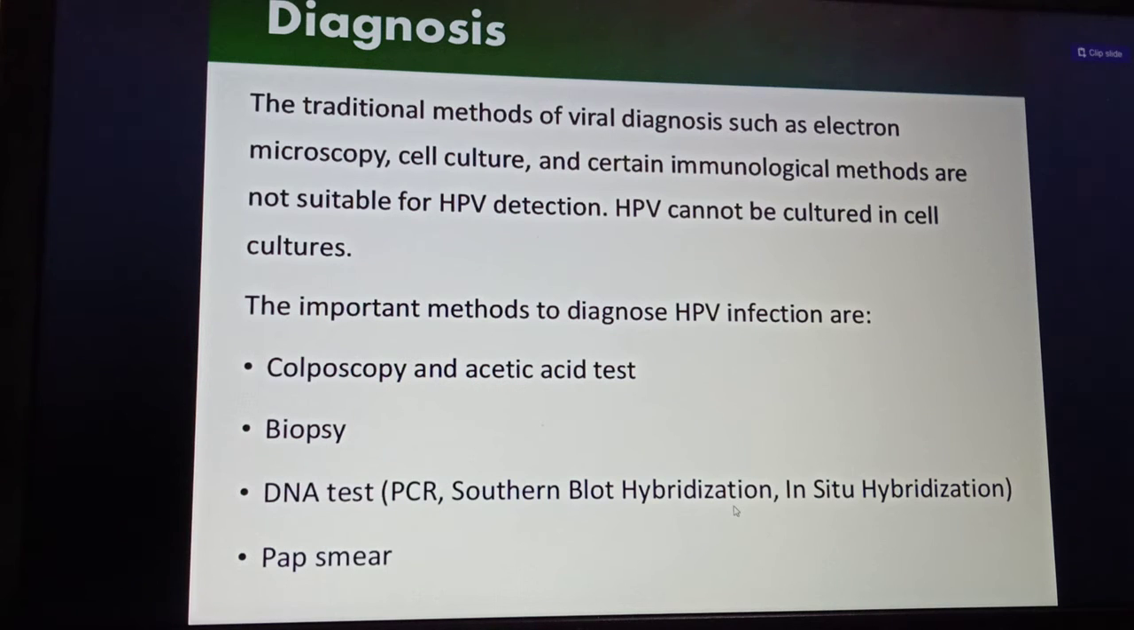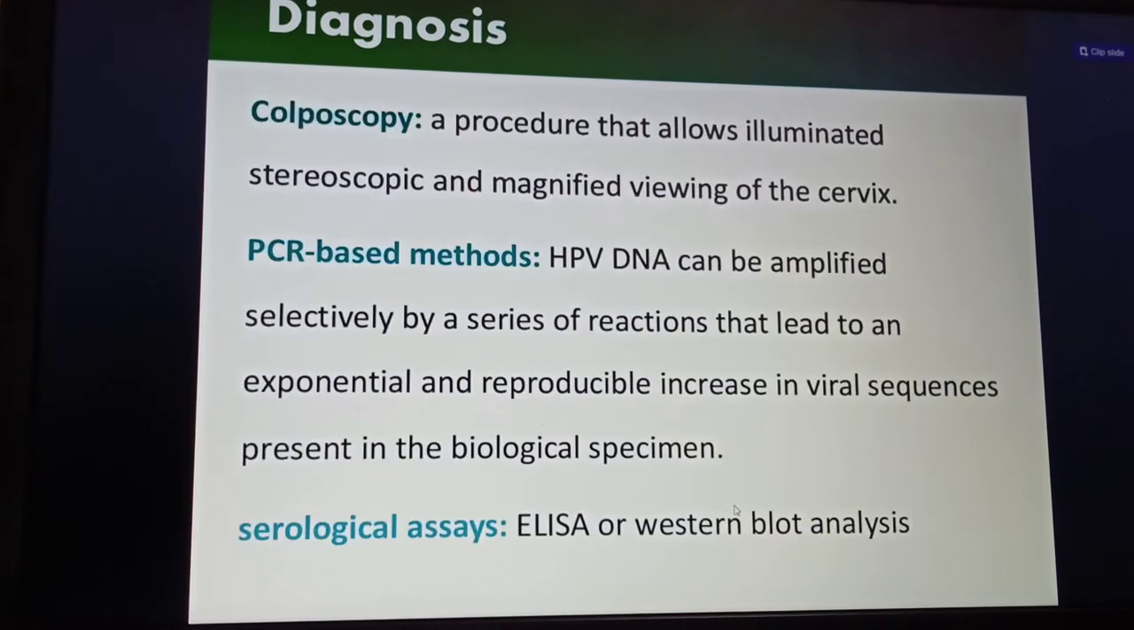And pap smear. The pap smear is used to identify the human papilloma virus in cervical cancer. They take a swab, collect the sample over the cervix area, and send it for the pap smear test. In these tests they detect the abnormal cells.